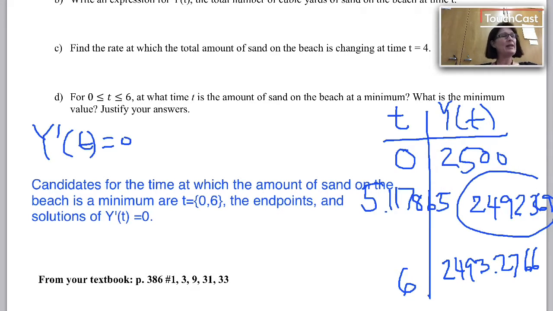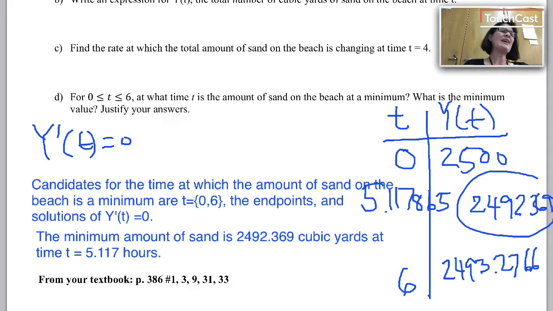Okay, so now the next step in my decision, don't worry, it's the last step, is I look through all the y values at the important t values, and I can conclude that the smallest one is 2,492.369, whatever it was. So watch how I write up the rest of my answer. So now I can answer their final question. They asked me at what time is the amount of sand a minimum, and what is that minimum value. So in this case, they're asking for both the input and the output to the y function at that minimum. Sometimes they only ask for one or the other.